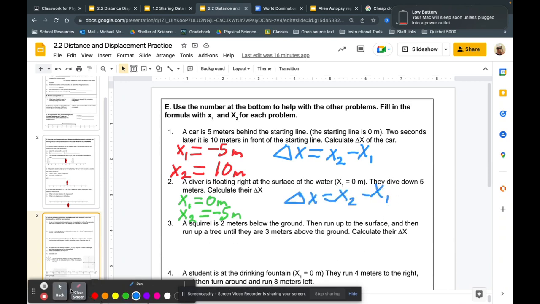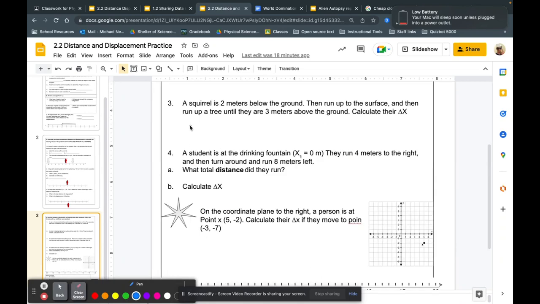Don't forget your units. For number 3, it makes the most sense to say that below ground is negative and above ground is positive. So if a squirrel is starting 2 meters below the ground, then we'll say x sub 1 is equal to negative 2 meters. Then they run up to the surface and then run up a tree until they are 3 meters above the ground. So we'll say x sub 2 is equal to 3 meters. Again, use delta x is equal to x sub 2 minus x sub 1 to find the total displacement.